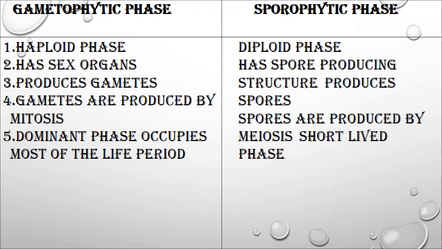The difference between gametophyte and sporophyte: the gametophyte is the haploid phase, it has sex organs and produces gametes. Gametes are produced by mitosis, and it is the dominant phase, occupying most of the life period. The sporophyte is the diploid phase, has spore producing structures and produces spores. Spores are produced by meiosis, and it is a short-lived phase.